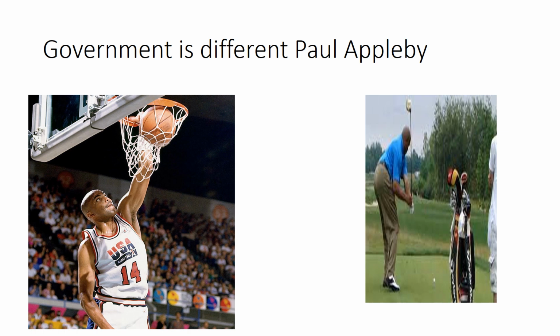And lastly, I'd like to discuss Paul Appleby and his article, Government Is Different. In the analysis on paragraph two, he stated that just because a lawyer is great at being a lawyer does not mean he will be great at being a judge. What I took from that was that in government, everyone in policy has their specific expertise, something they're great at. That's why I took the picture of Charles Barkley playing basketball and then playing golf.